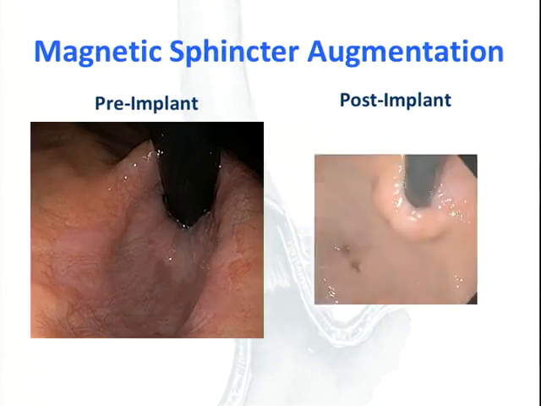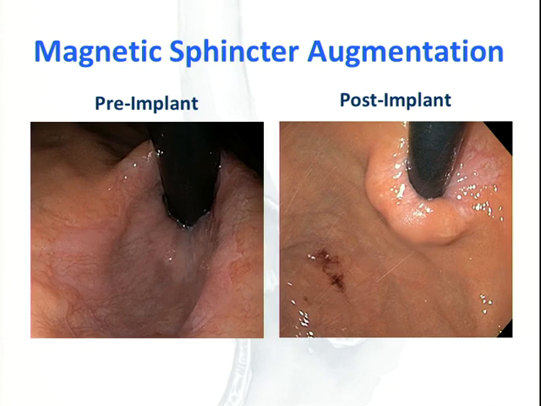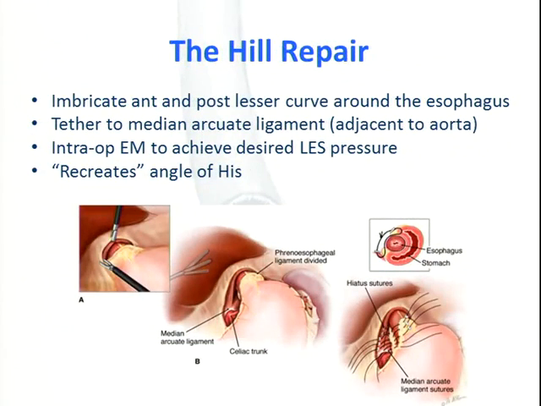So pre-implant, this is kind of what the valve looks like, and then post-implant, this is what it looks like. So you can see a noticeable difference there. So what about the Hill repair?